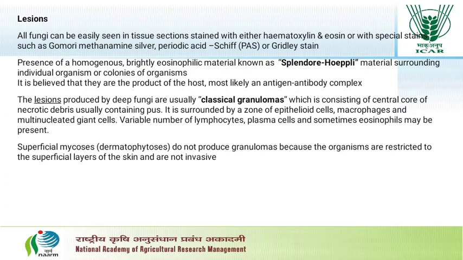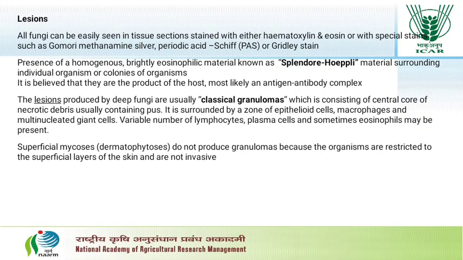These lesions can be stained by hematoxylin and eosin, or with special stains like Gomori methenamine silver, periodic acid-Schiff reagent, or Gridley stain. Presence of homogeneous brightly eosinophilic material, known as Splendore-Hoeppli material, which surrounds the individual organism or colonies of organisms, is a characteristic feature of fungal infections. It is believed that this material is produced by the antigen-antibody complex.